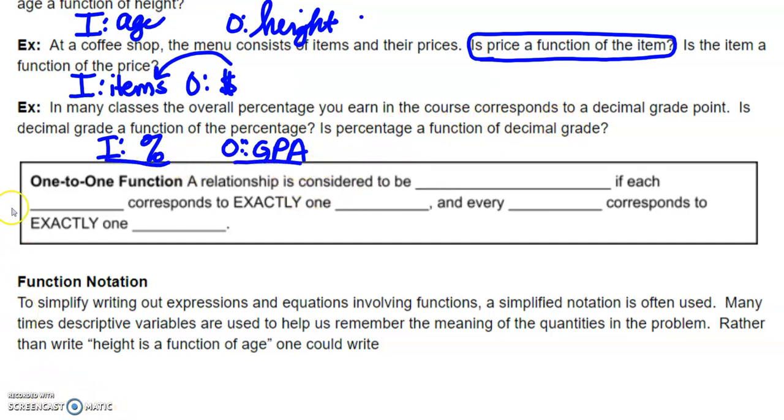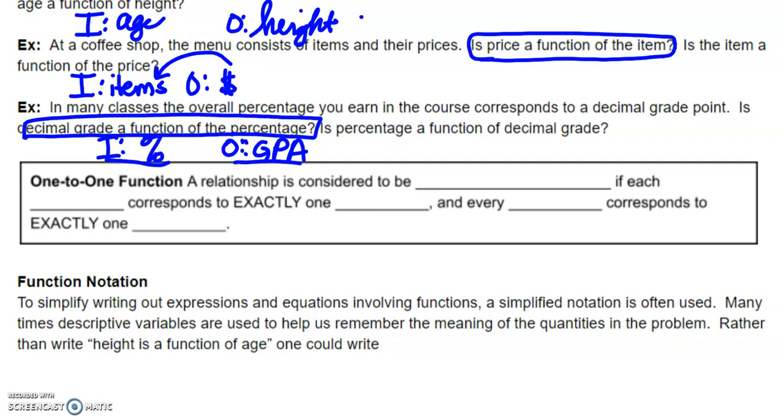Therefore, the decimal grade is a function of the percentage, because grade is our output, percent is our input. Okay? So, being able to determine what is going in and what is coming out of a function, in that sense, of things that change together.